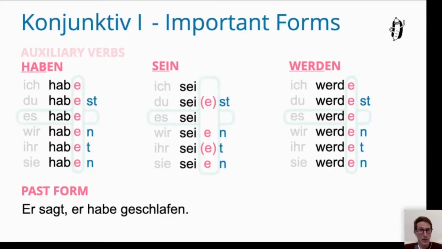In English, you have no way of finding out. It's the context that tells you, okay, it's reported speech. It's someone telling me something about someone else. But in German, it's very clear. If someone uses habe geschlafen, it's a very neutral way of saying that without taking sides.